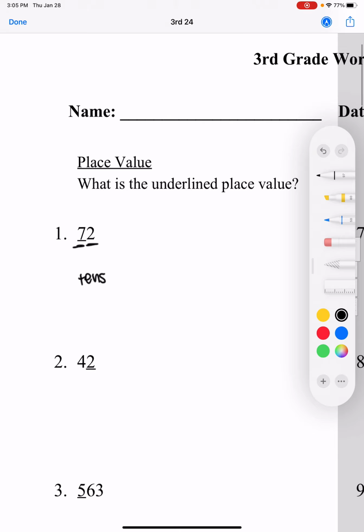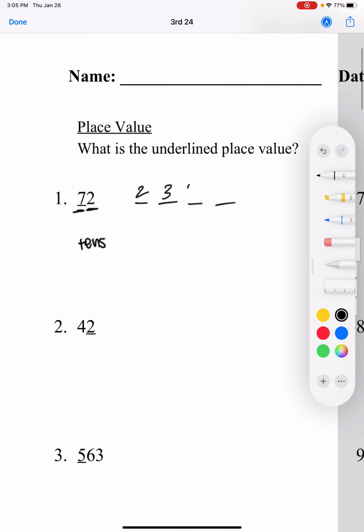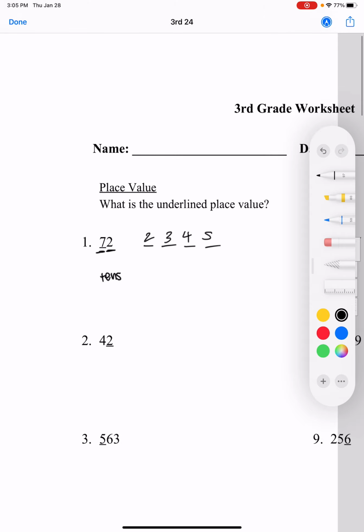Okay, let's say we have a 4-digit number. Doesn't matter what number. It can be like 2, 3, 4, 5. The first number from the right is in the ones place. Second number from the right is the tens. Third number from the right is the hundreds. And the fourth number from the right is the thousands.